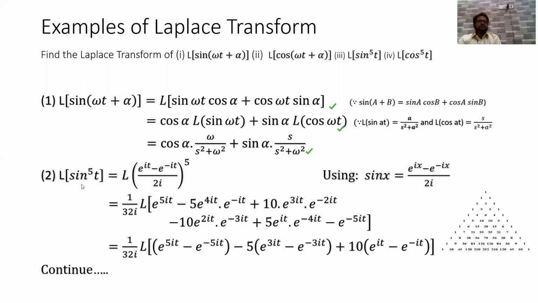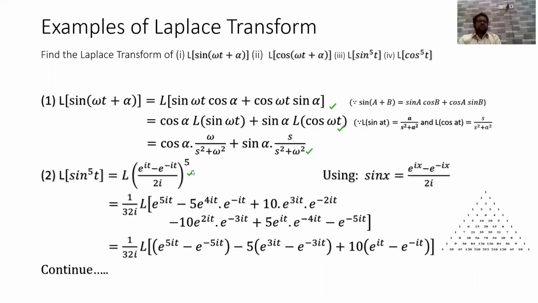Next example is Laplace of sin raised to pi t. Not hyperbolic function, this is the circular function. Laplace of sin raised to pi t: use the formula of the circular function, sin x equal to (e raised to ix minus e raised to minus ix) upon 2i. So instead of x it is pi t, so (e raised to i pi t minus e raised to minus i pi t) upon 2i.